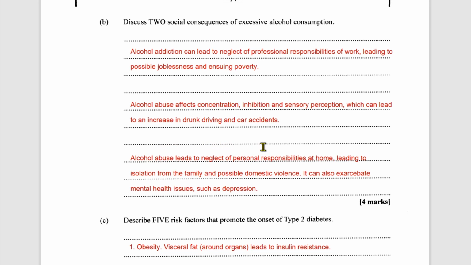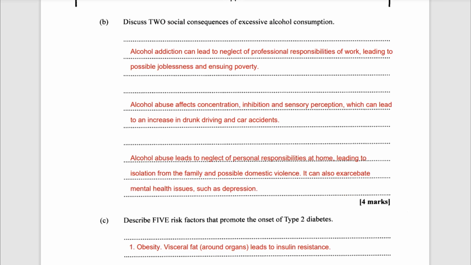This includes financial decisions. It can lead to isolation from the family, stigma, possible domestic violence. But it could also exacerbate mental health issues due to that isolation, such as depression. Any one of these could work, but again, you want to stick to social consequences, not biological consequences.